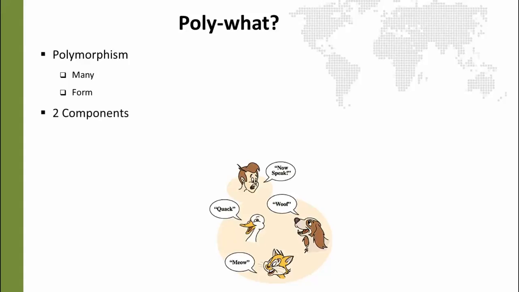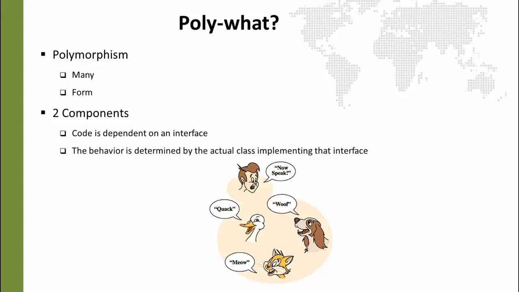There are two components to polymorphism. You have some code that is dependent on some kind of interface, and when I use the word interface here, I just mean some method of operating with it, some way that that code or that class is being used. An interface for a class is simply the methods that exist on that class. So you have some code that is dependent on some methods that are defined. And then the second component is that the behavior of that code is determined by the actual class that is implementing that interface.